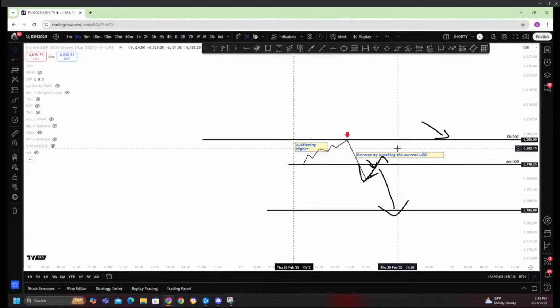So with these, I would say most of the time you're not going to get a clean retest. You might get a retest, but it won't be like, oh my God, they hit it to a penny on some level. It won't be that.